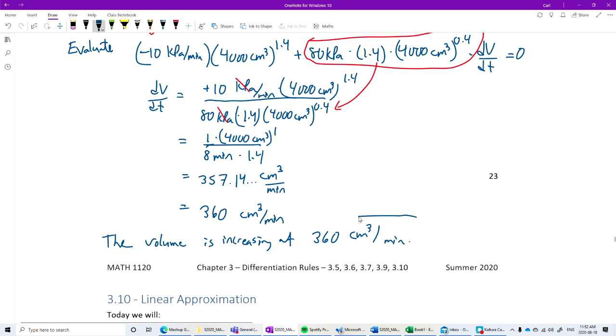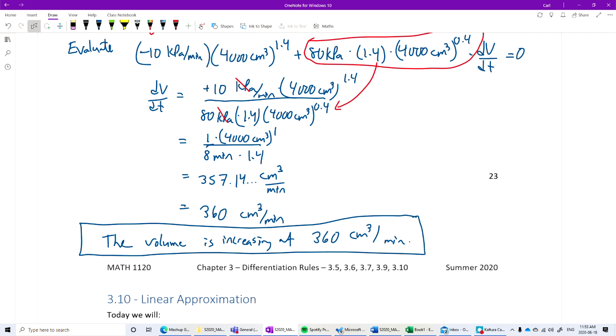Okay, so that's the end of related rates. We just have a bunch more examples for you to do in homework. There are a few more challenging ones towards the end of the homework, and I'll be asking you to do one of those. I'll tell you which one to hand in for next week.